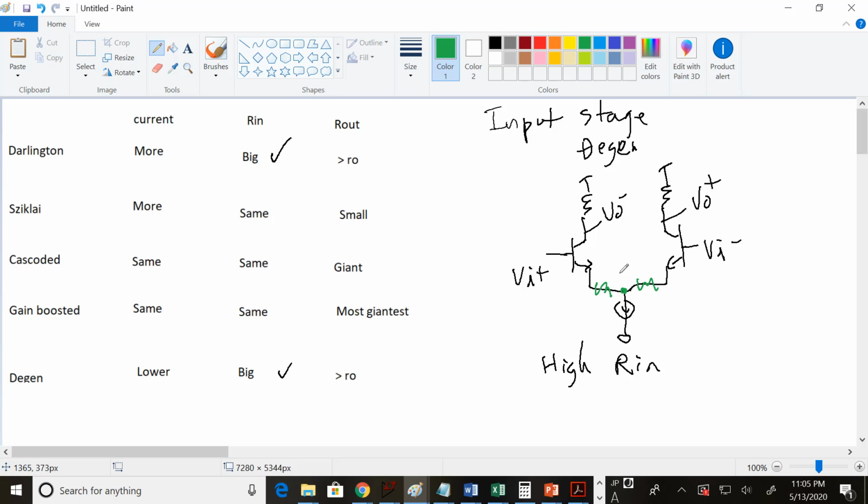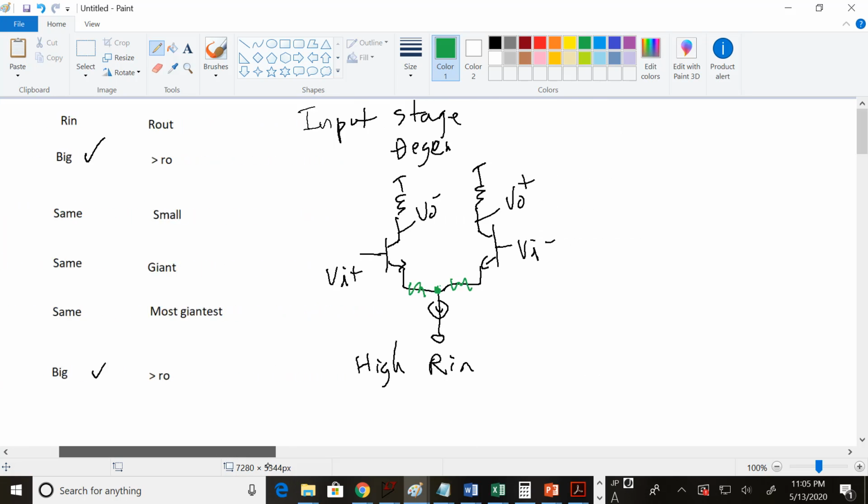This node, in a well-designed input stage, hardly moves at all. It's like an AC ground. So you are actually degenerating this transistor by putting a resistor here, and this node doesn't move, like an AC ground. You can see that the resistor goes from the emitter of the transistor down to a ground. Okay, so that's one possibility.